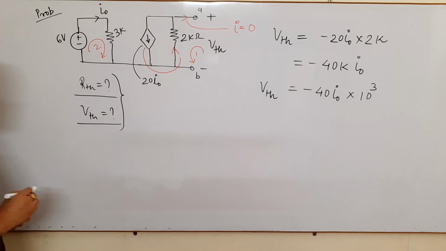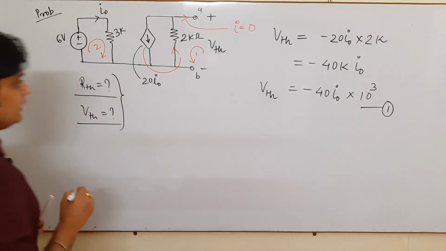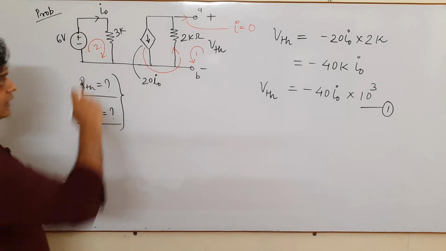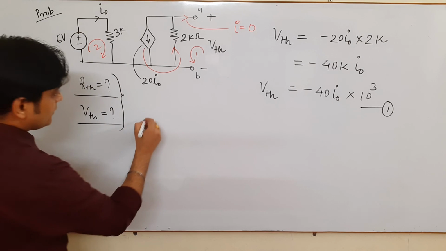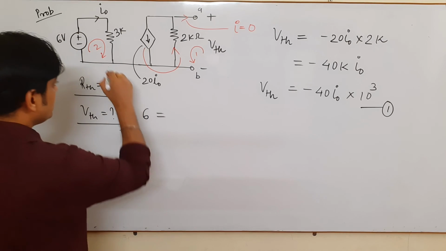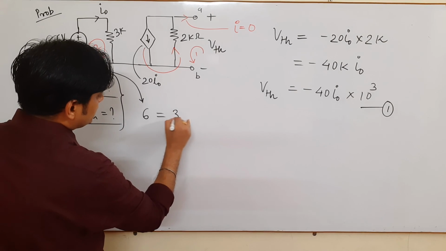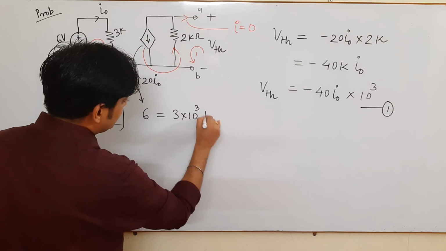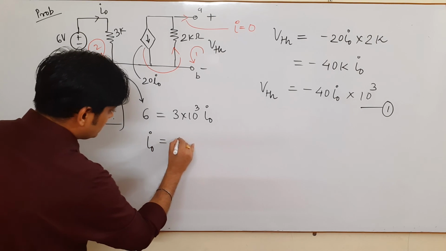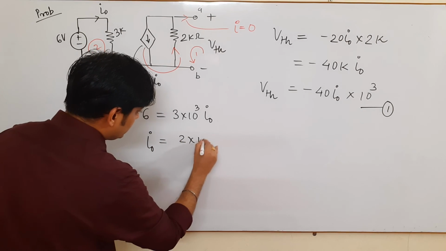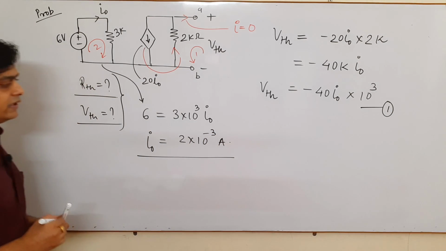Now we have to find the value of I naught. Say this is your first. When we have to find the value of I naught, I am applying KVL in this mesh. So that comes to be minus 2 plus 6 is equal to 3 into 10 to power 3 into I naught. So the value of I naught comes to be 2 into 10 to power minus 3 ampere. Yes, this is the value of I naught.